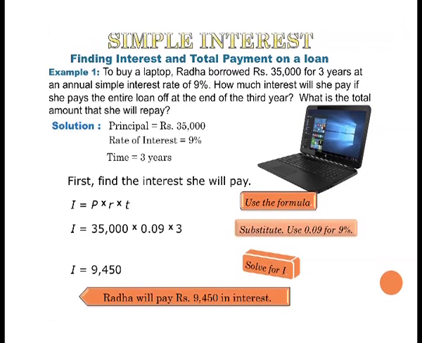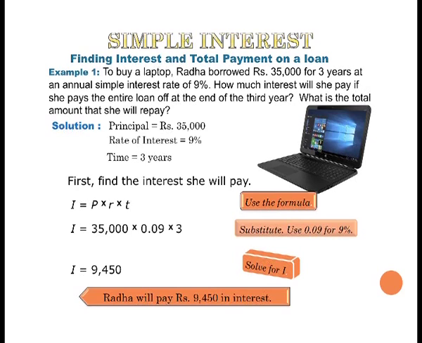Now we shall discuss how to calculate simple interest. To buy a laptop, Radha borrowed rupees 35,000 for 3 years at an annual simple interest rate of 9%. How much interest will she pay if she pays the entire loan at the end of the 3rd year? What is the total amount she will pay to the bank? Here the principal is rupees 35,000, the rate of interest is 9%, and the time is 3 years.